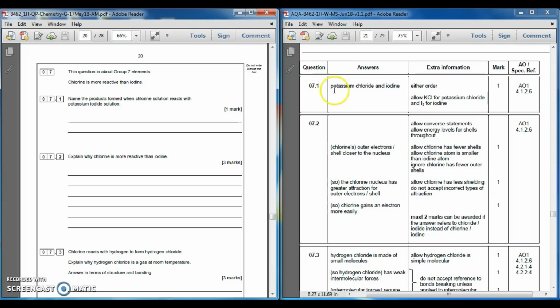If you don't know what that means, it's basically that chlorine came in, it pushed iodine out, and it ended up with potassium as potassium chloride, but then iodine still exists, it's just been pushed out on its own. So both of these we needed for the mark.